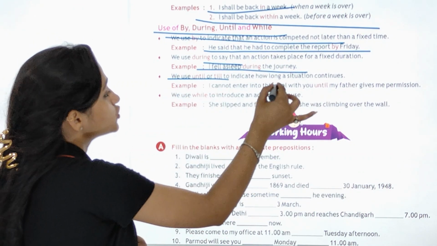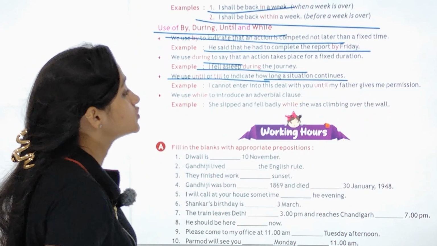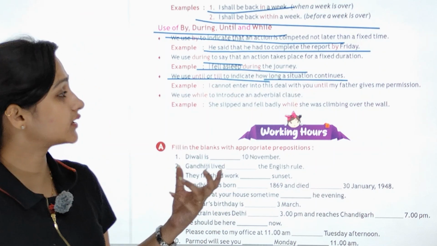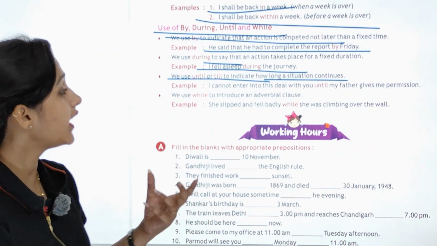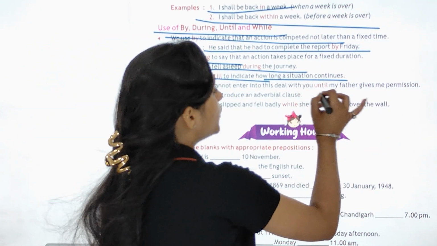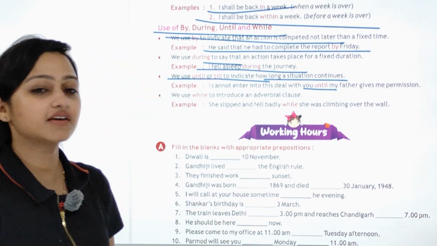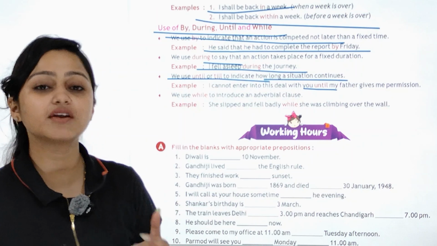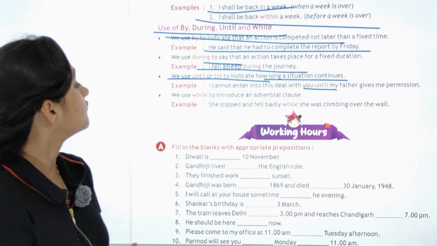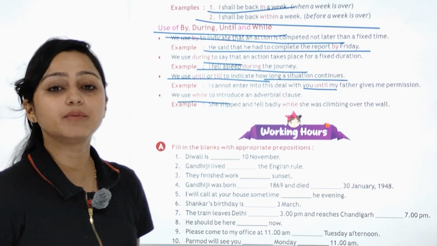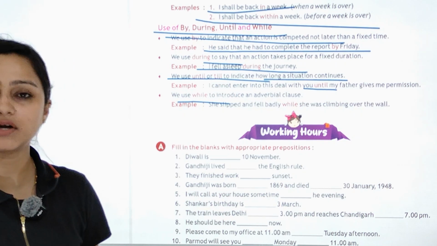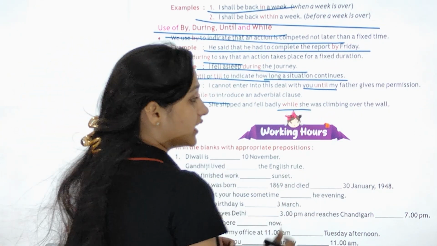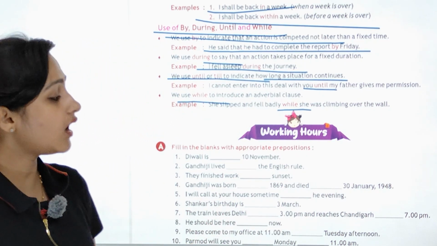We use until and till to indicate how long a situation continues. Until क्या इंडिकेट करेगी? किस तक एक सिचुएशन कंटिन्यू करती है. I cannot enter into this deal with you until my father gives me permission. मतलब until जब तक मेरे father permission नहीं देंगे. We use while to introduce an adverbial clause. एक adverbial clause को introduce करने के लिए हम while use करते हैं. Like she slipped and fell badly while she was climbing over the wall.